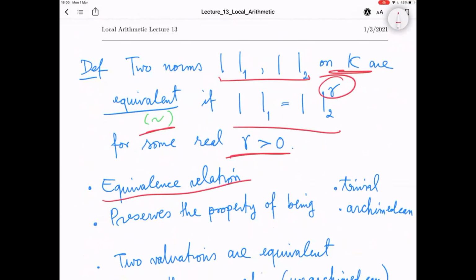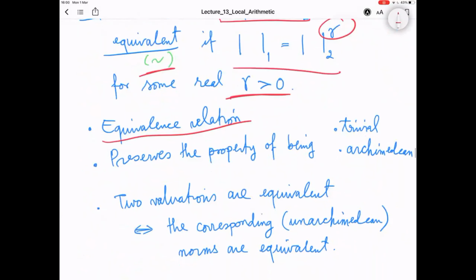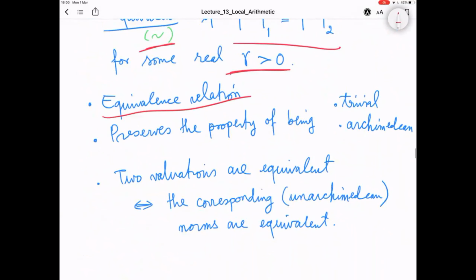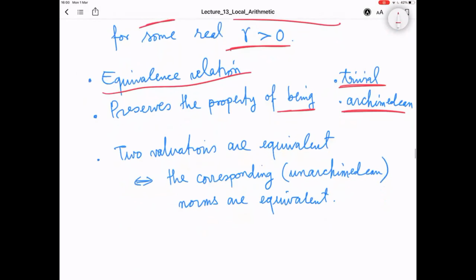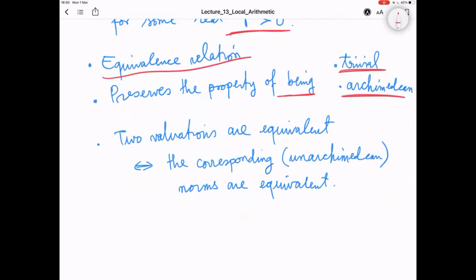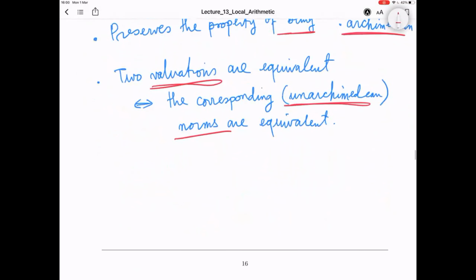So obviously this is an equivalence relation, and it's an equivalence relation which preserves the property of being trivial or being Archimedean. And you know, these Archimedean norms correspond to valuations, and we have a notion of equivalence of valuations and the notion of equivalence of norms. So what this is saying is that these two coincide under this assumption.